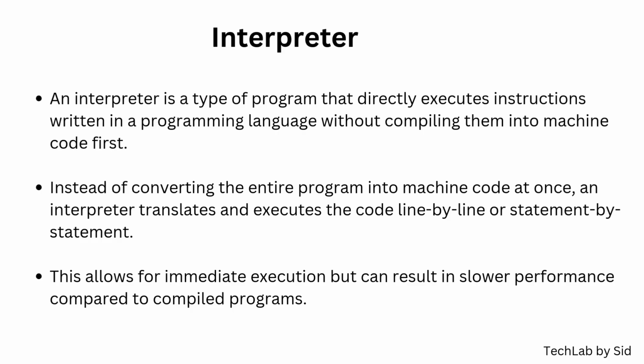Introduction to Interpreter. An interpreter is a type of program that directly executes instructions written in a programming language without compiling them into machine code first. Instead of converting the entire program into machine code at once, an interpreter translates and executes the code line by line or statement by statement. This allows for immediate execution, but can result in slower performance compared to compiled programs.